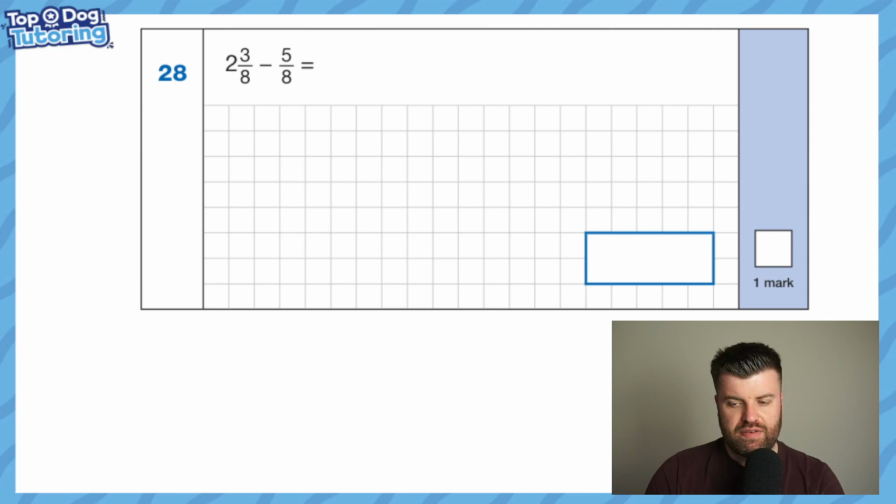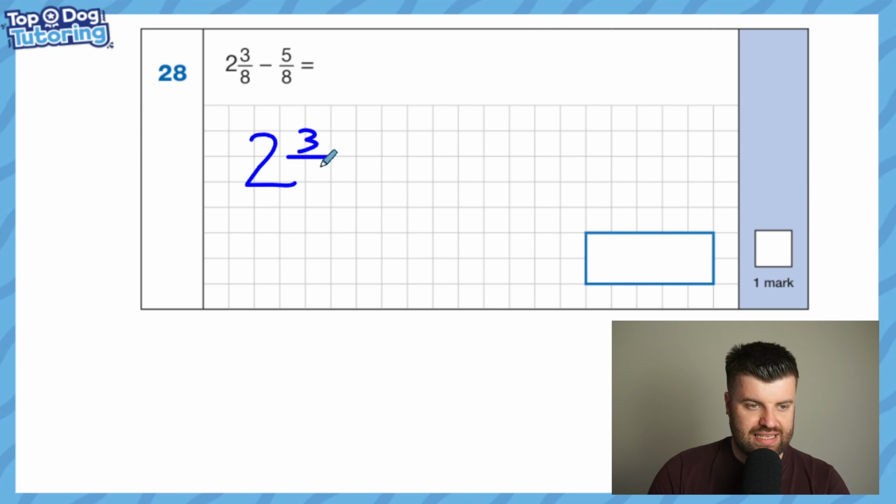Let's look at another arithmetic. We've got a couple more, then we're going to go into that problem solving. Stick around, it's going to get tricky. 2 and 3/8 take away 5/8. So this is a really good question because 3/8 is less than 5/8.